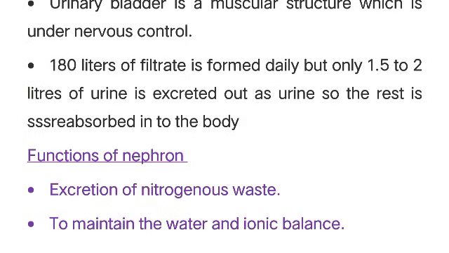The functions of the nephron. The first function is excretion of nitrogenous waste. The second is to maintain the water and ionic balance in our body.